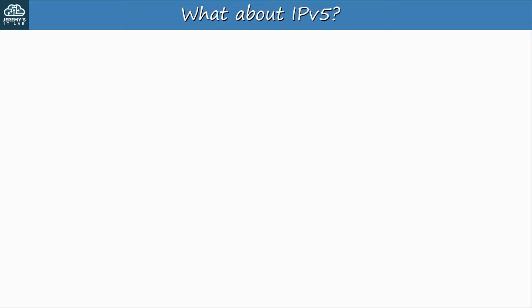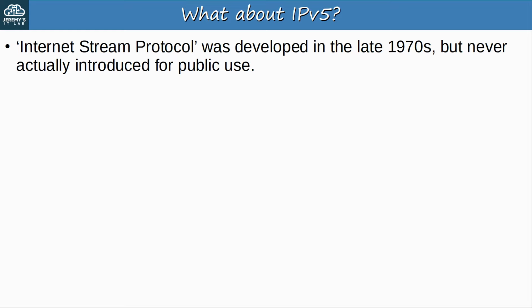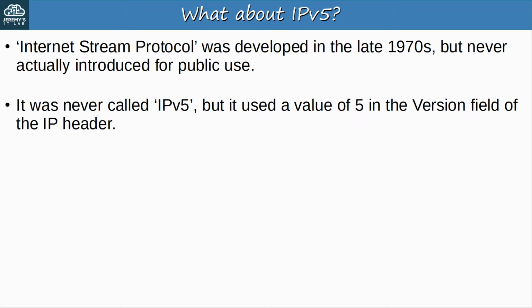Before talking about IPv6, you may be wondering, what about IPv5? I think I mentioned this earlier in the course, but here's another quick review. Internet Stream Protocol was developed in the late 1970s, although it was never actually introduced for public use. It was never called IPv5, but it used a value of 5 in the version field of the IP header.